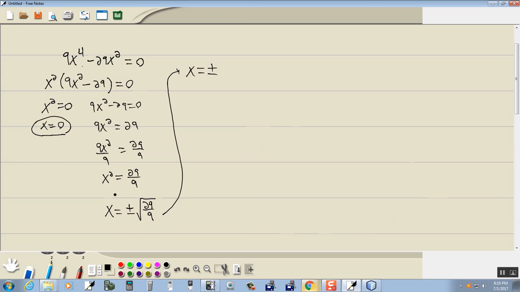Now when we're talking about fractions and radicals, we can't have a fraction inside of a radical. So let's split this up. We've got a property that says we can put a square root on top and put a square root on the bottom. Now I believe 29 is prime, so we can't do anything with it. So we leave it alone, but square root of 9 is equal to 3. So then our answers will be x is equal to negative square root of 29 over 3, 0, and positive square root of 29 over 3.